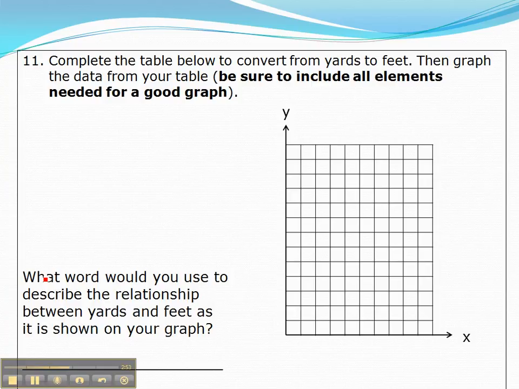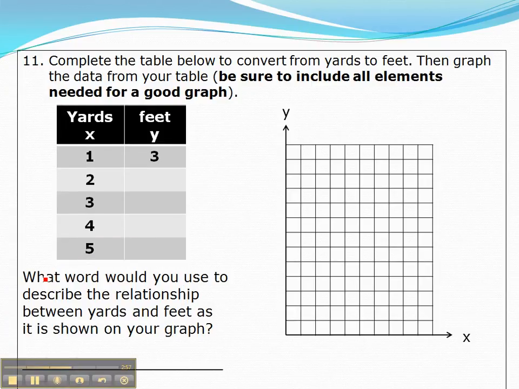Number 11, complete the table below to convert from yards to feet. Then graph the data from your table. Be sure to include all elements needed for a good graph. They gave us 1 yard equals 3 feet, 2 yards would be 6 feet, 3 yards would be 9 feet, 4 yards 12 feet, and 5 yards 15 feet.